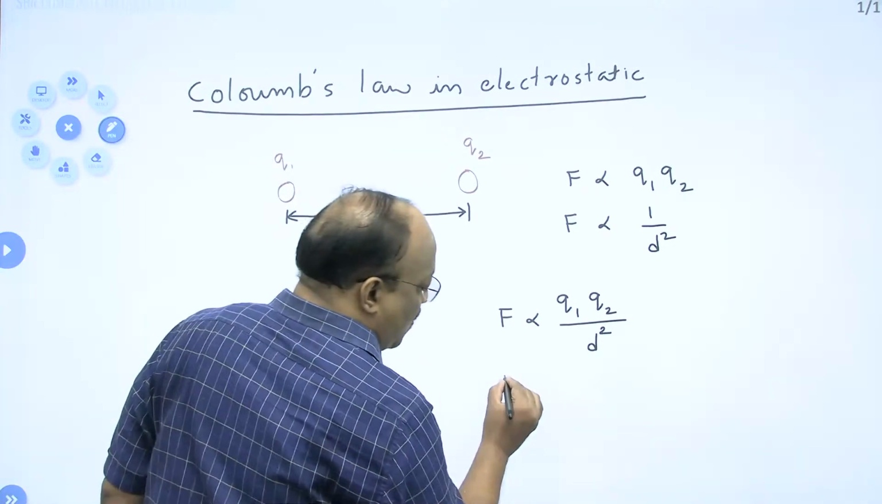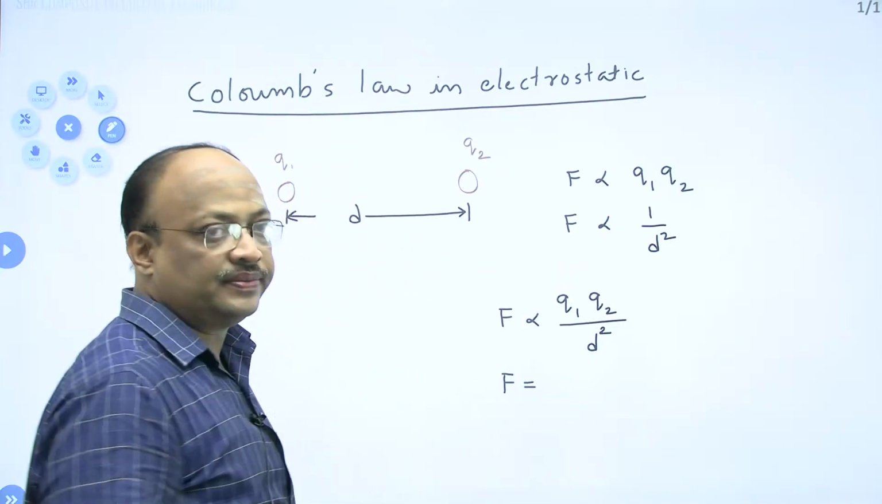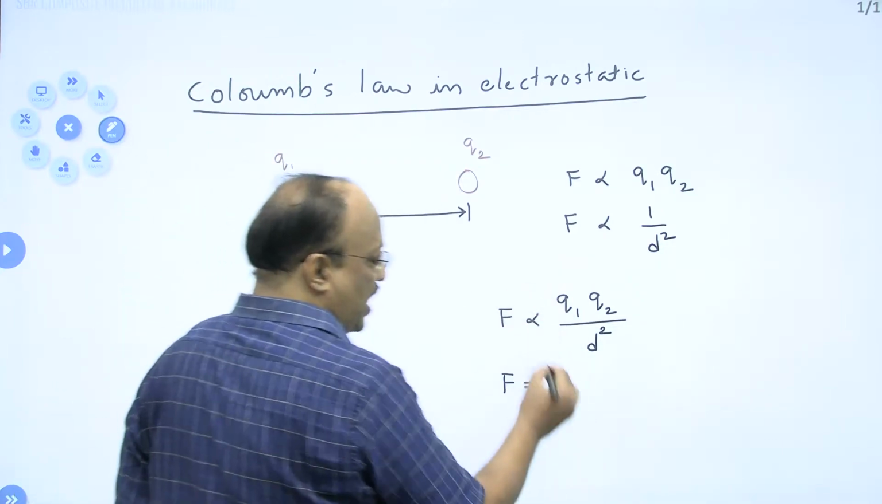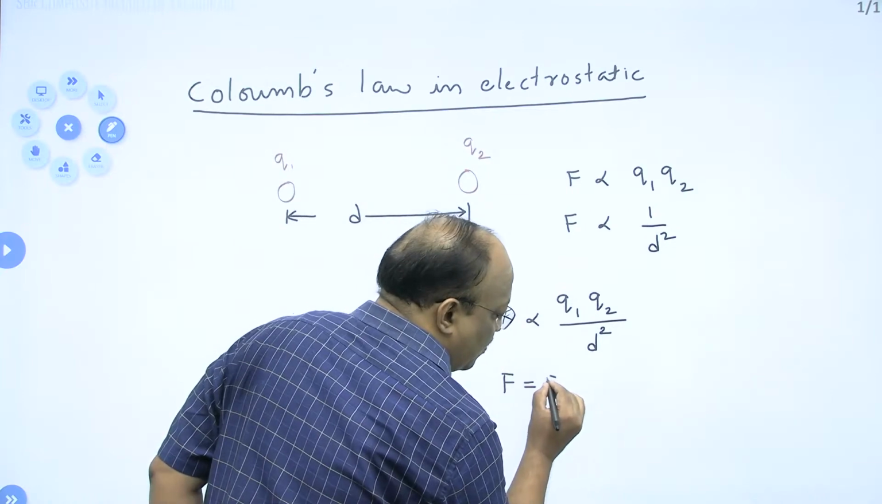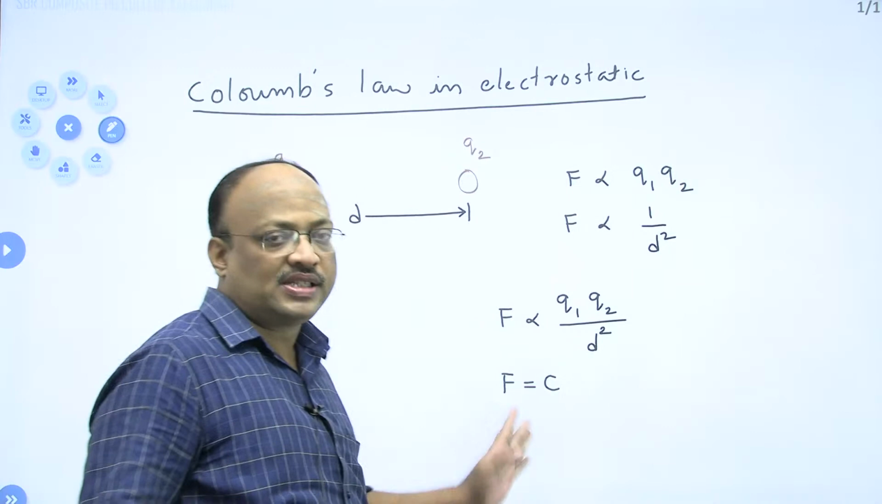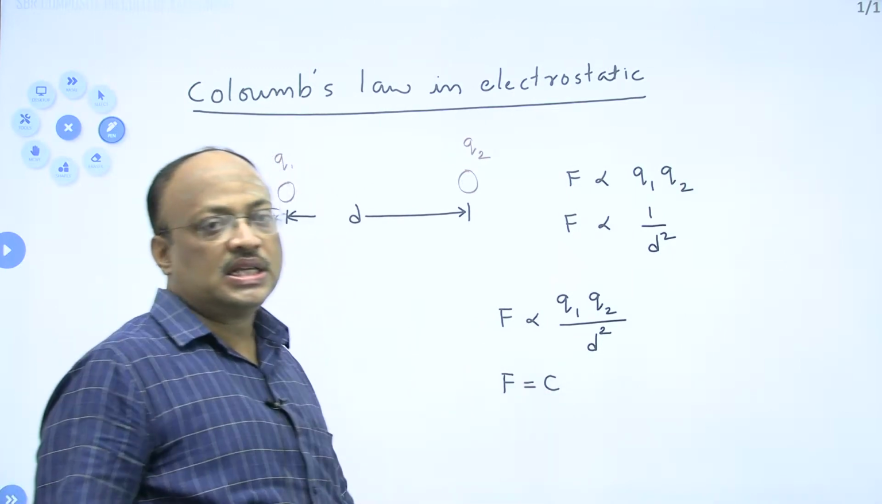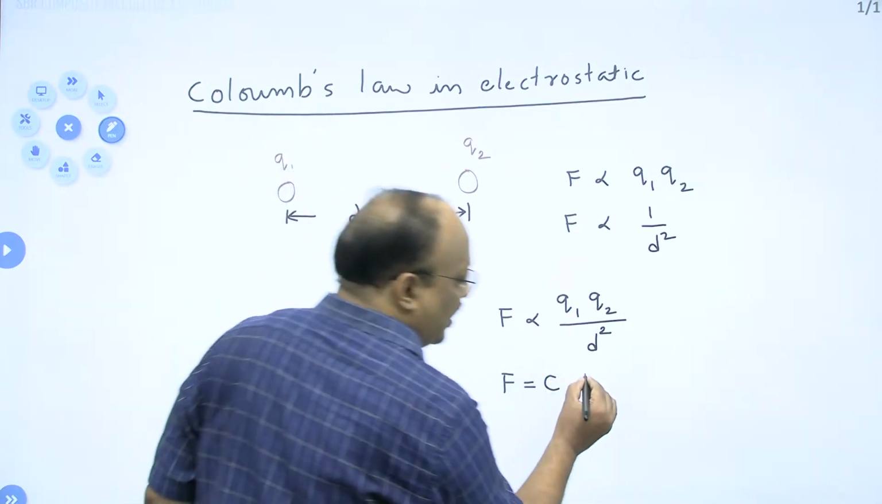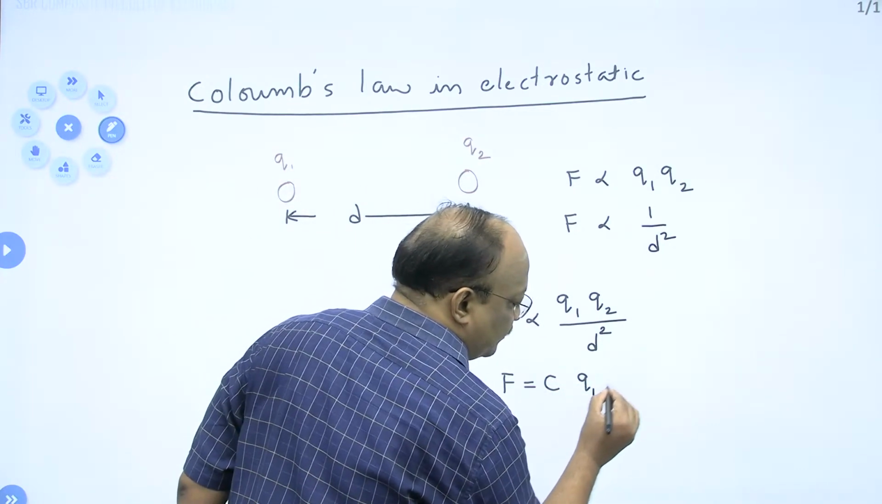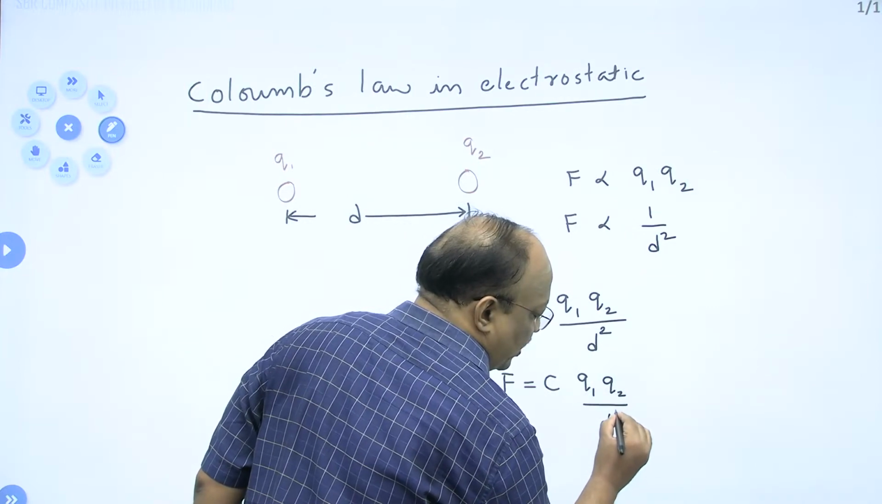This proportionality sign, as we have been doing, we change to a proportionality constant. That proportionality constant I call C here. So F equals C times Q1 into Q2 by d square.